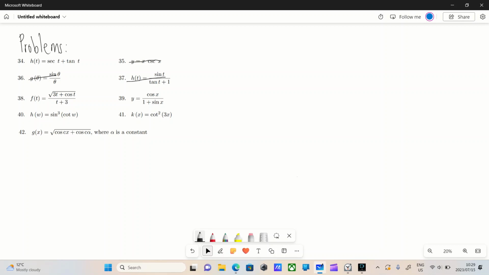Hello. So we will be going over some derivatives of tangent. We'll be going over derivatives involving trig functions, and we'll also see when it is appropriate for us to use the chain rule in relation to those trig functions. Here are our problems right here.